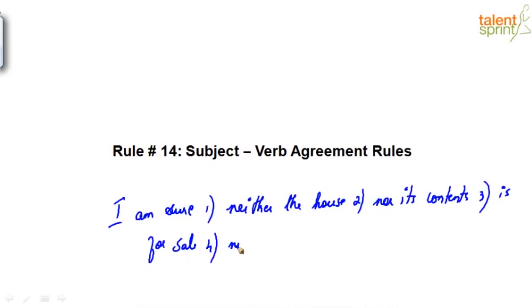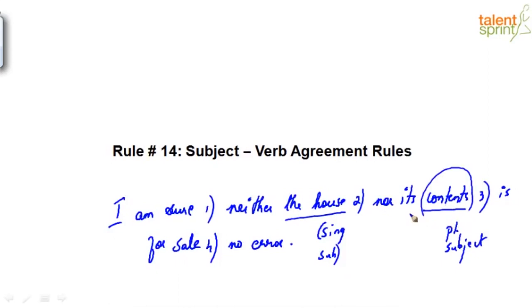Where do you think the error is in this? I am sure neither the house nor its contents is for sale. This is another subject-verb agreement rule, where the house is my singular subject, but contents is a plural subject. Another rule for subject-verb agreement is that when you have neither nor and there are 2 subjects, the verb will agree with the nearest subject. So this has to be changed to are. So subject-verb agreement has lots of rules. You just need to be familiar with all of them.